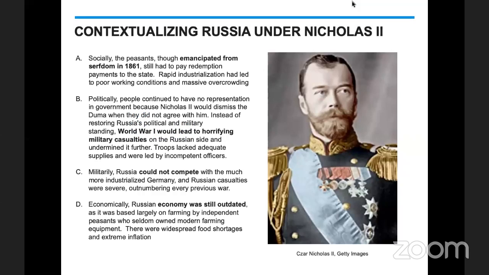So first, I want to take a minute and discuss some of those geospatial lenses that we talked about before as they pertain to the outbreak of the Russian Revolution. Russian society geographically is decisively conditioned by its position between Europe and Asia. And socially, the peasants have been emancipated, but they're still having to pay redemption payments to the state. The rapid industrialization has led to overcrowding. And in the cities, the labor force has been made up mainly of seasonal peasant workers, so they don't really have a tie to the city.